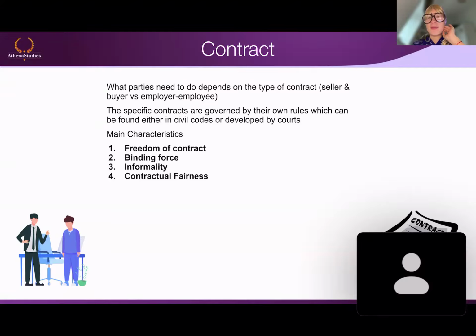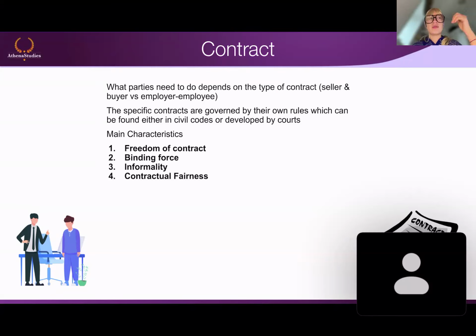Third, we have the informality. So this took, I think, over 2000 years to be accepted, that contracts can do just fine without the formalities. So there is no need for a template of Google Docs or sheet of Excel to actually have the contract in place. On the contrary, most contracts actually take place verbally, not in writing.